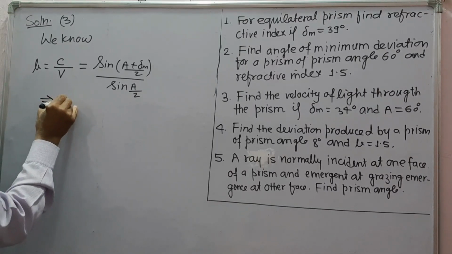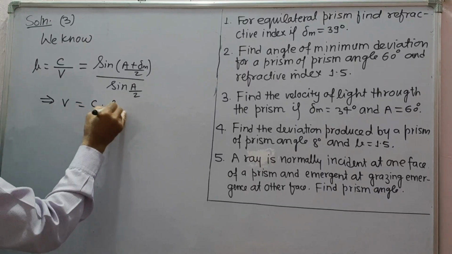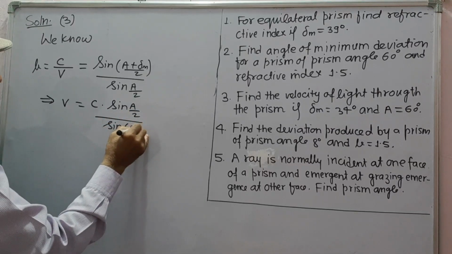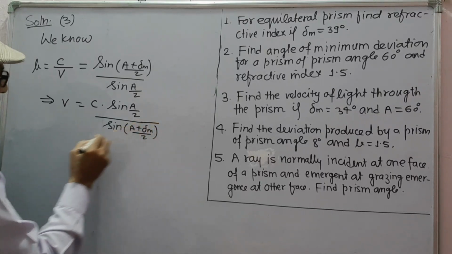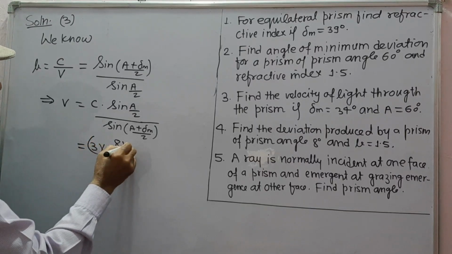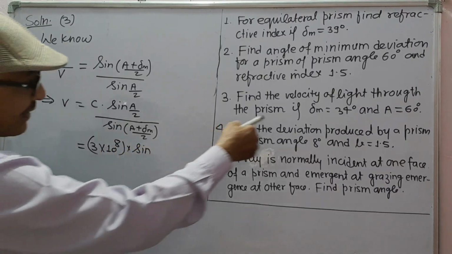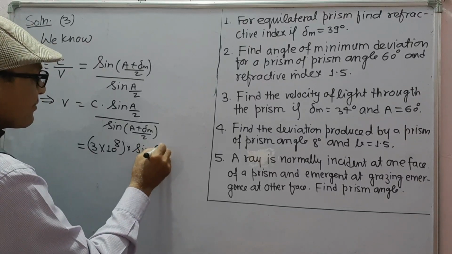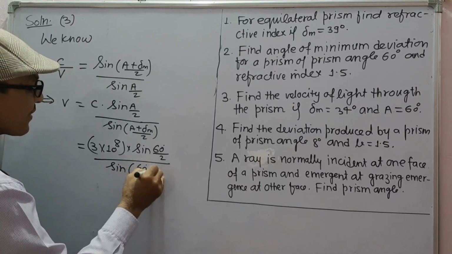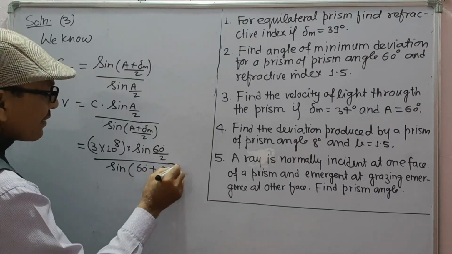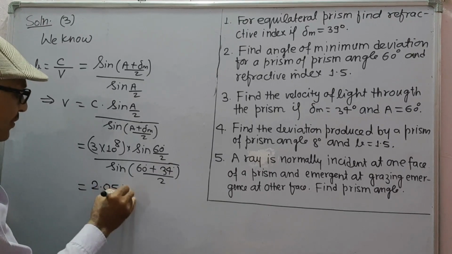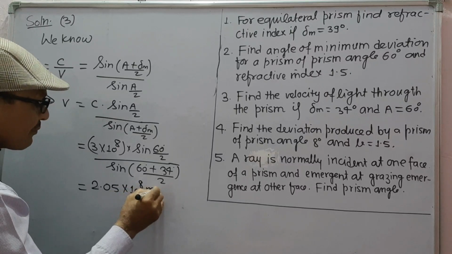This gives v as c into sine A by 2 upon sine (A plus delta m) by 2. c is velocity of light in vacuum, equal to 3 into 10 to the power 8 meter per second, into sine 60 by 2 upon sine (60 plus 34) by 2, which gives v as 2.05 into 10 to the power 8 meter per second.